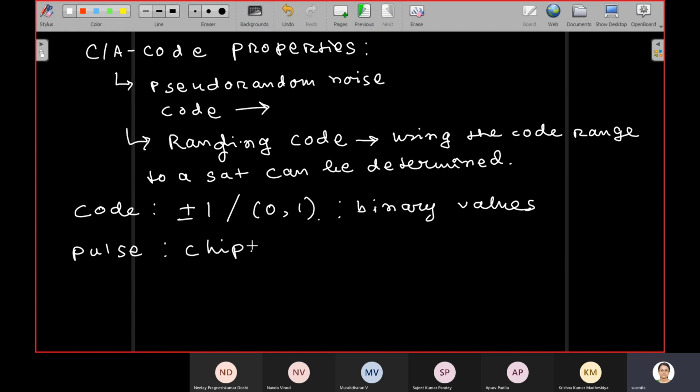Although we are going to talk about these properties using the CA code, this discussion also holds for other codes. These properties are present in other codes as well, but the parameters are different. Since we consider only CA code processing in our subsequent discussion, we will talk in terms of CA code, but these properties are present in other codes as well.